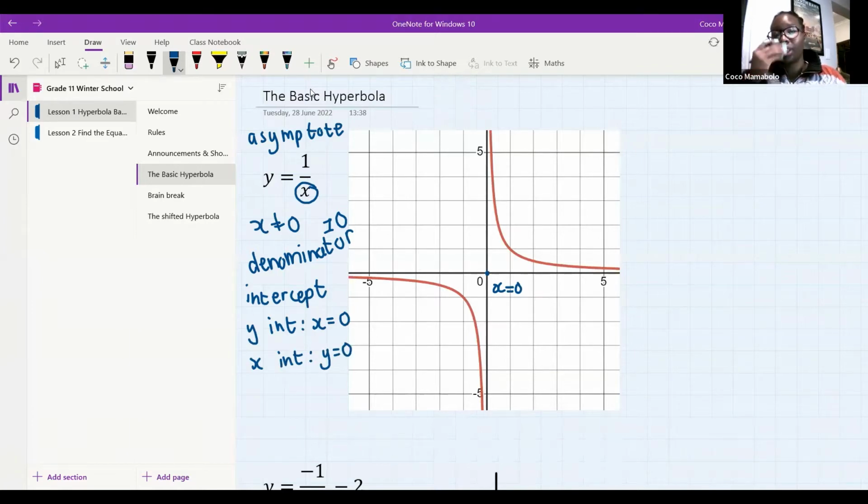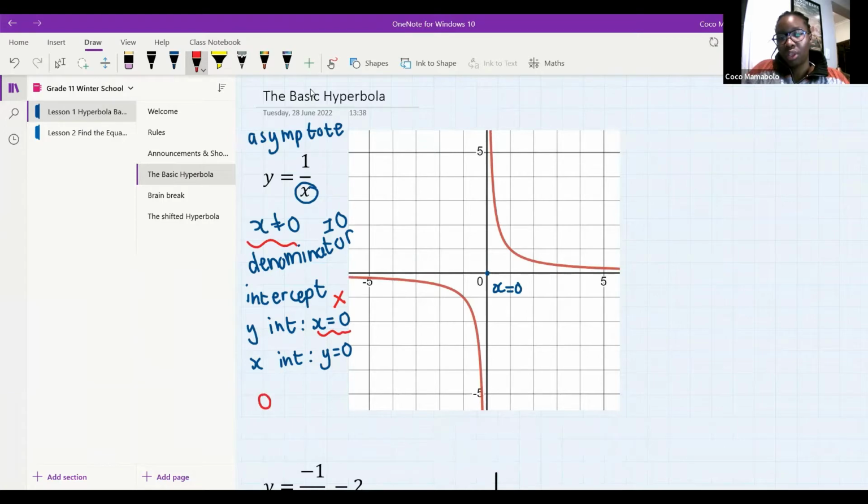But this is going to give us a problem, actually 2 problems if we think about it. If I make x 0, my function is immediately undefined. So that one doesn't count. We don't have a y-intercept. What happens if I make my y 0 to calculate the x-intercept? Let's see what happens.